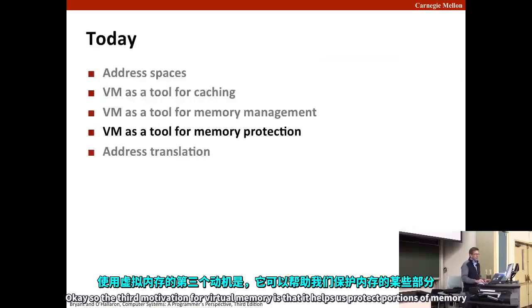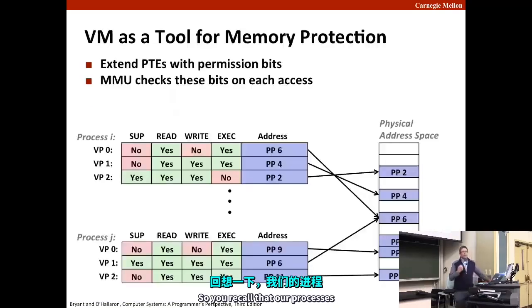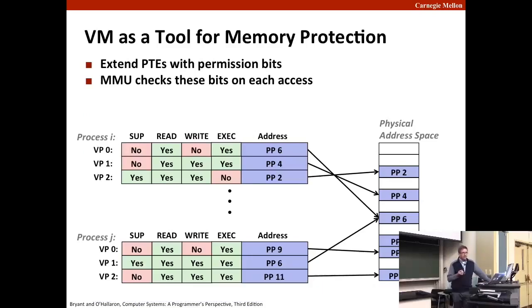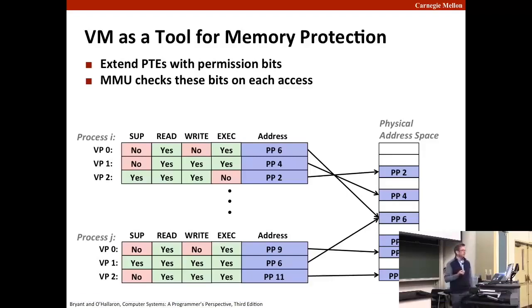Okay, so the third motivation for virtual memory is that it helps us protect portions of memory. You recall that in our processes, portions of our virtual address space are read-only, like the code section. And there are other portions of the address space that can only be executed by the kernel.